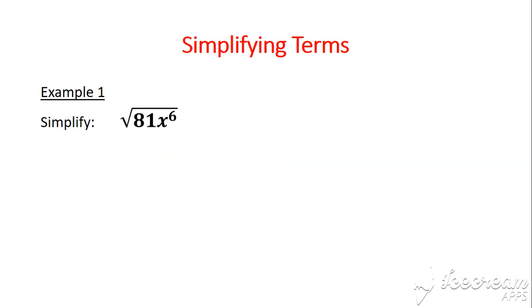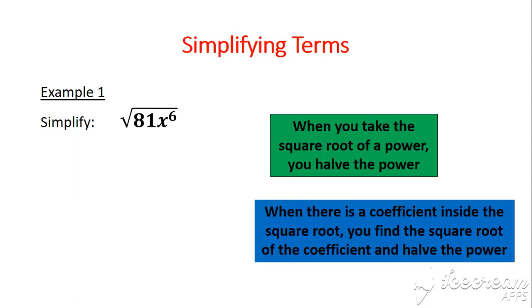Let's go through a couple of examples to reinforce this. So let's simplify the square root of 81 times x to the power of 6. Well, let's use our key ideas here. The square root of 81 is 9, because 9 times 9 is 81. And we halve the power to get x to the power of 3. So our final answer is 9x to the power of 3.